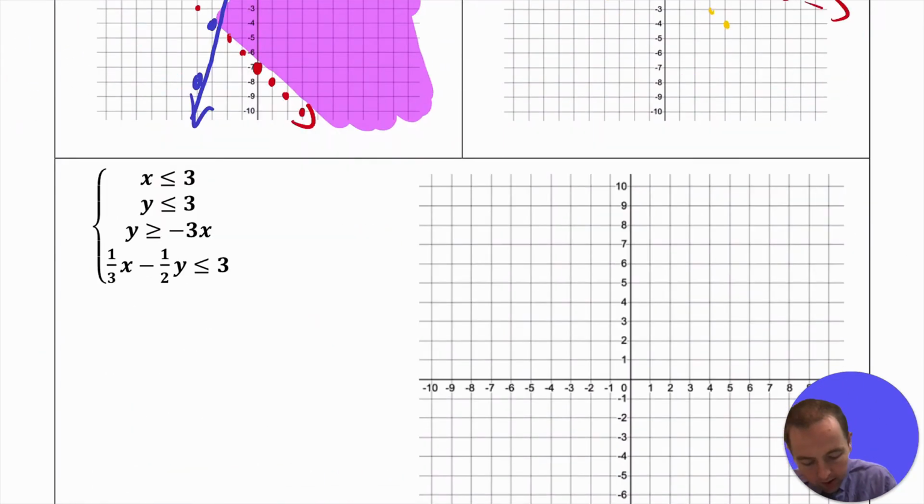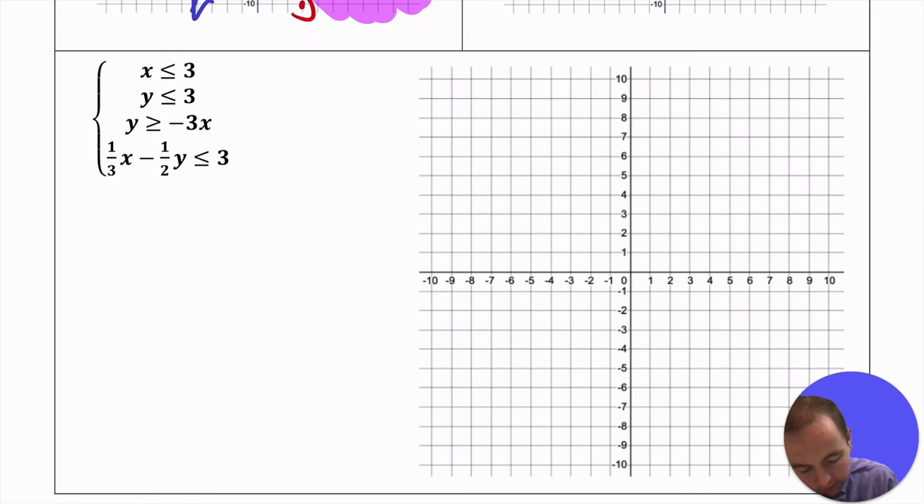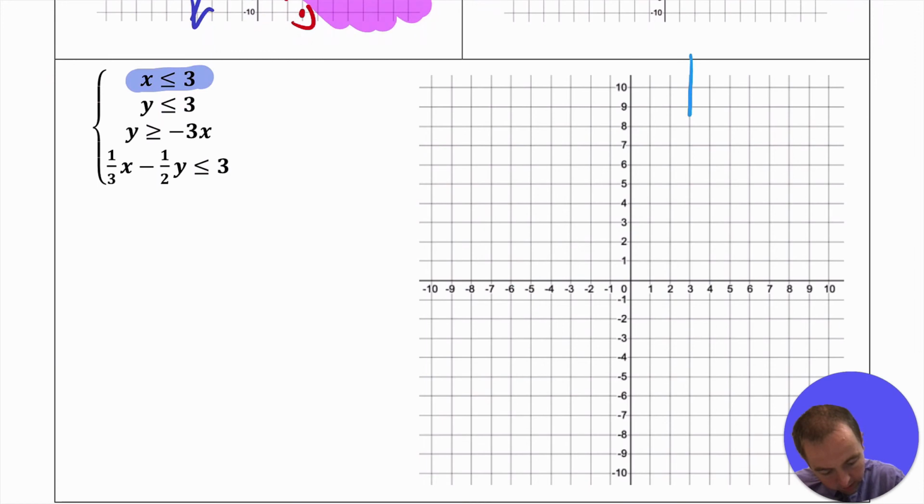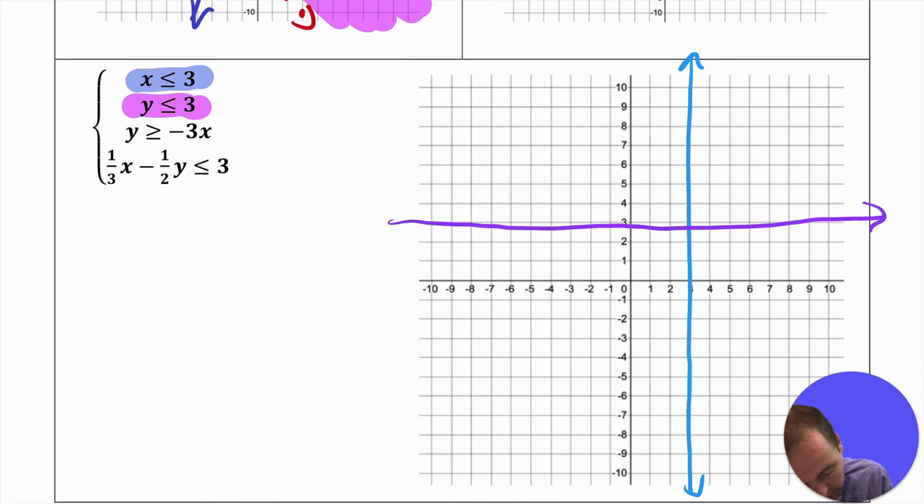Okay, and then one last example right here. Most of this is pretty much solved for already, so I'm just going to get into the graphing of this. So let's make this in blue. This is going to be x is less than or equal to 3, which really would be a vertical line, which is going to be solid because it's equal to. And then let's go ahead and do this one here in purple, which is going to be y, so it's going to be horizontal going through 3, also solid. It's going to be that.